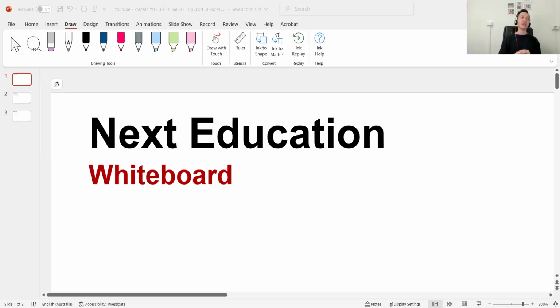Now, I don't actually think this question is that hard, even though it's the last question, it's worth 7 marks, but it can look intimidating, right, in terms of the structure. So let's have a look.